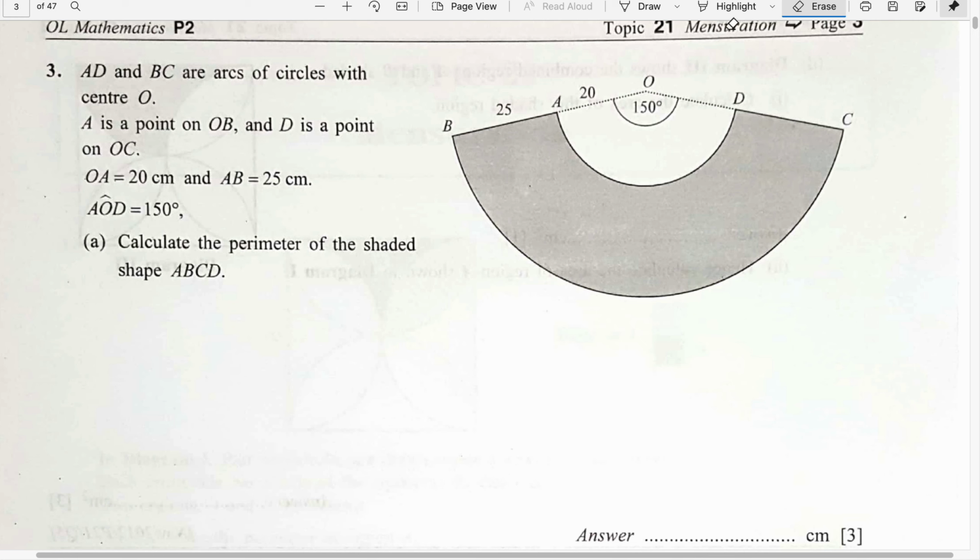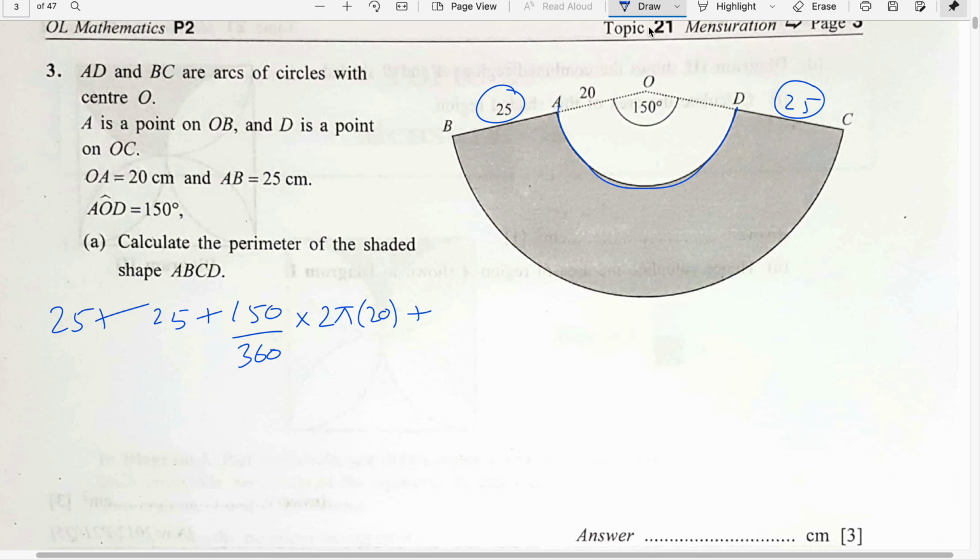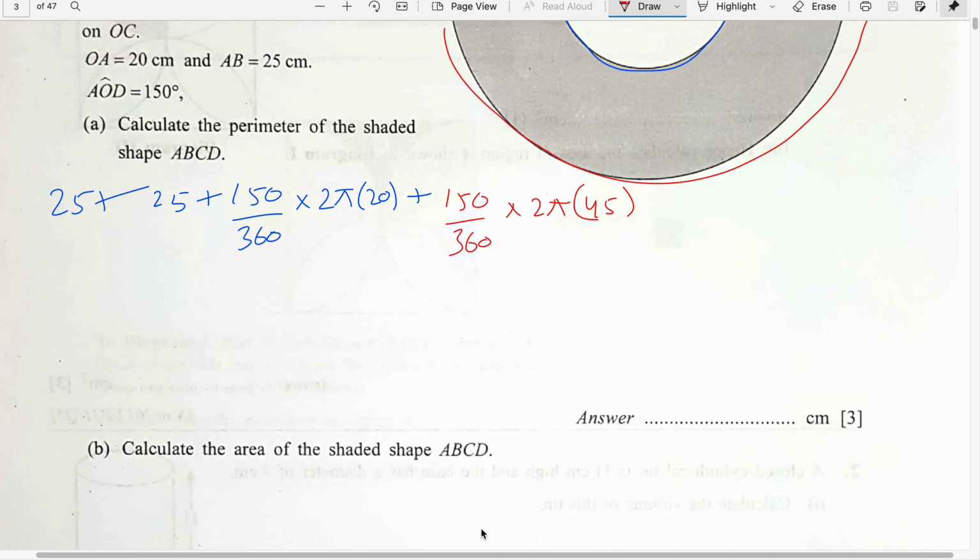So perimeter of the shaded region, we can see we have four sides. First is 25, second is again 25, plus this internal arc, angle by 360 into 2 pi r, plus this second arc, angle is again 150, angle by 360 times 2 pi, and the radius is 45, 2 pi r. The rest is the calculator's job.